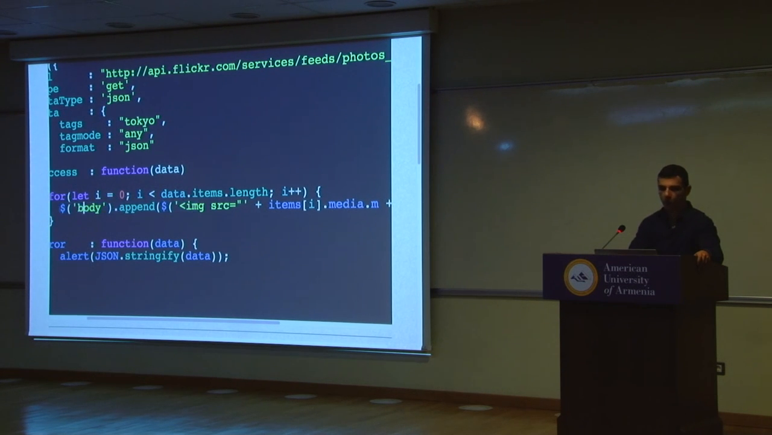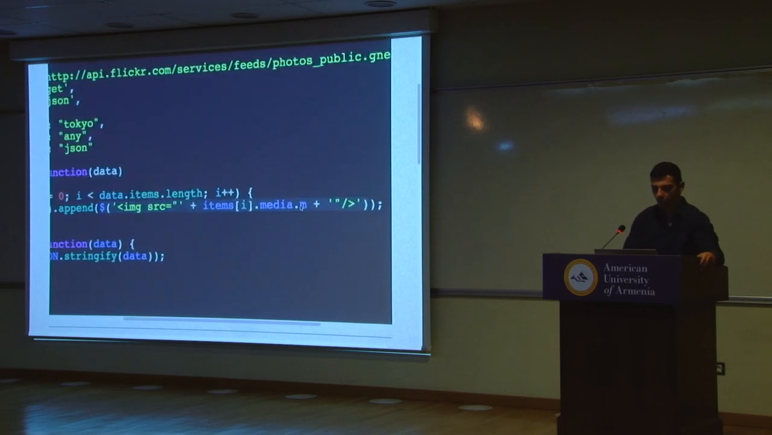Okay, what does this do? Selects a body. What does this do? It attaches to the end of the list underneath the body, right? Okay, attaches what? Well, the output of whatever this is. And what is that? What does that do? What happens if you give jQuery not a selector, but HTML? What does it do? Yeah. Everyone okay? All right, good.